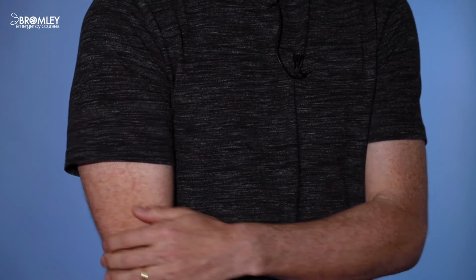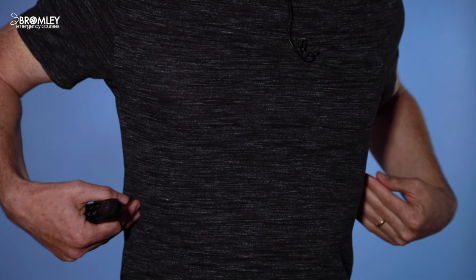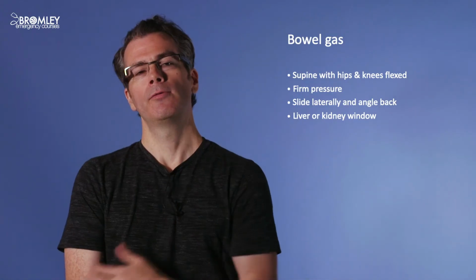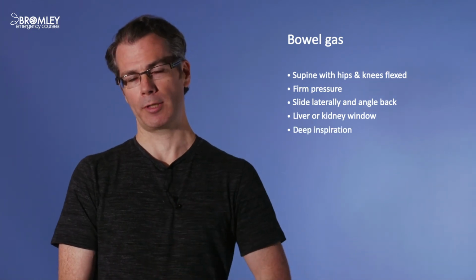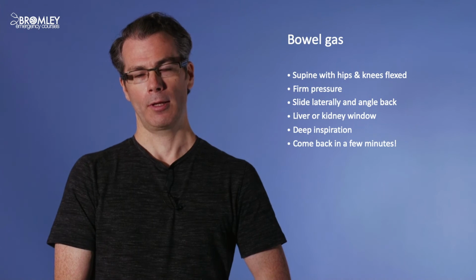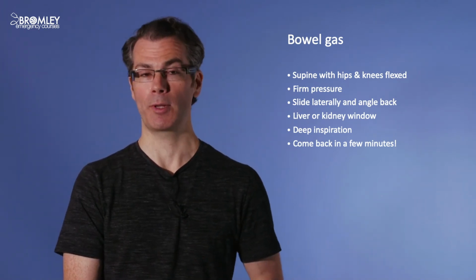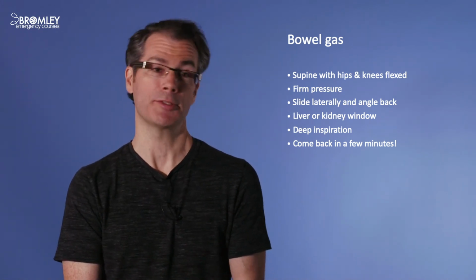If this still doesn't work, slide the probe more laterally, so you're right on the side of the patient, and use the liver or the kidney as a window. Failing this, have the patient take a deep breath in, so the diaphragm will push the gas down out of the way. And if all of this has failed, take a deep breath, leave the machine by the patient's bedside, come back in a few minutes, and hopefully the bowel gas will have moved on. Having said all this, if you can't get a view of the aorta and you really need to know whether there is a AAA, you'll just have to get a CT scan.